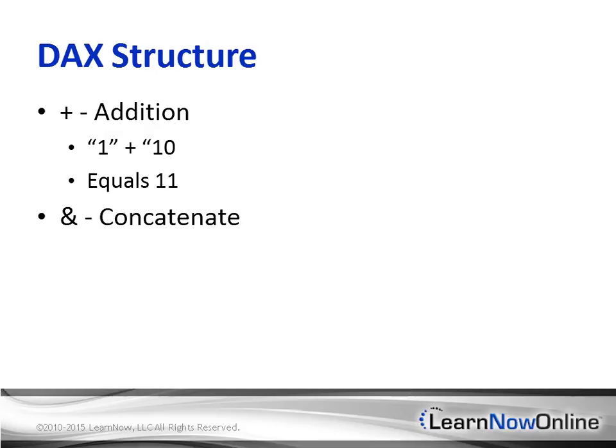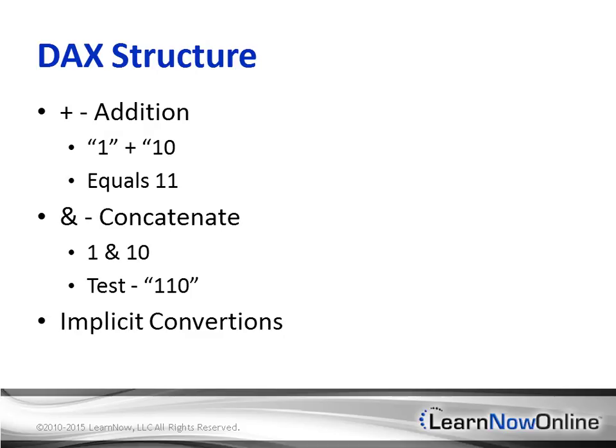Now we'll look at the concatenate, which is the ampersand. The ampersand will concatenate two text items together, converting numeric to text. In this example, 1 ampersand 10 does not give us 11, but actually gets us the character 110. This implicit conversion will happen if you don't apply the text to the ampersand or the numeric values to the addition sign.